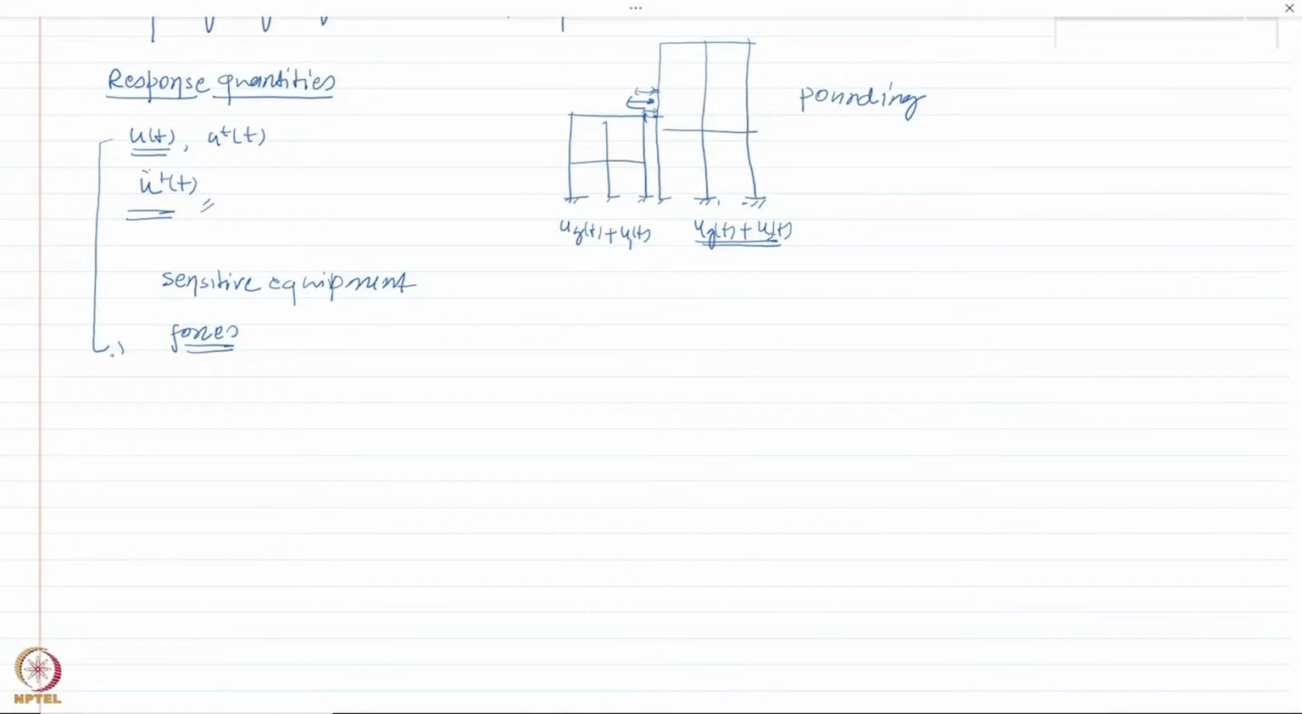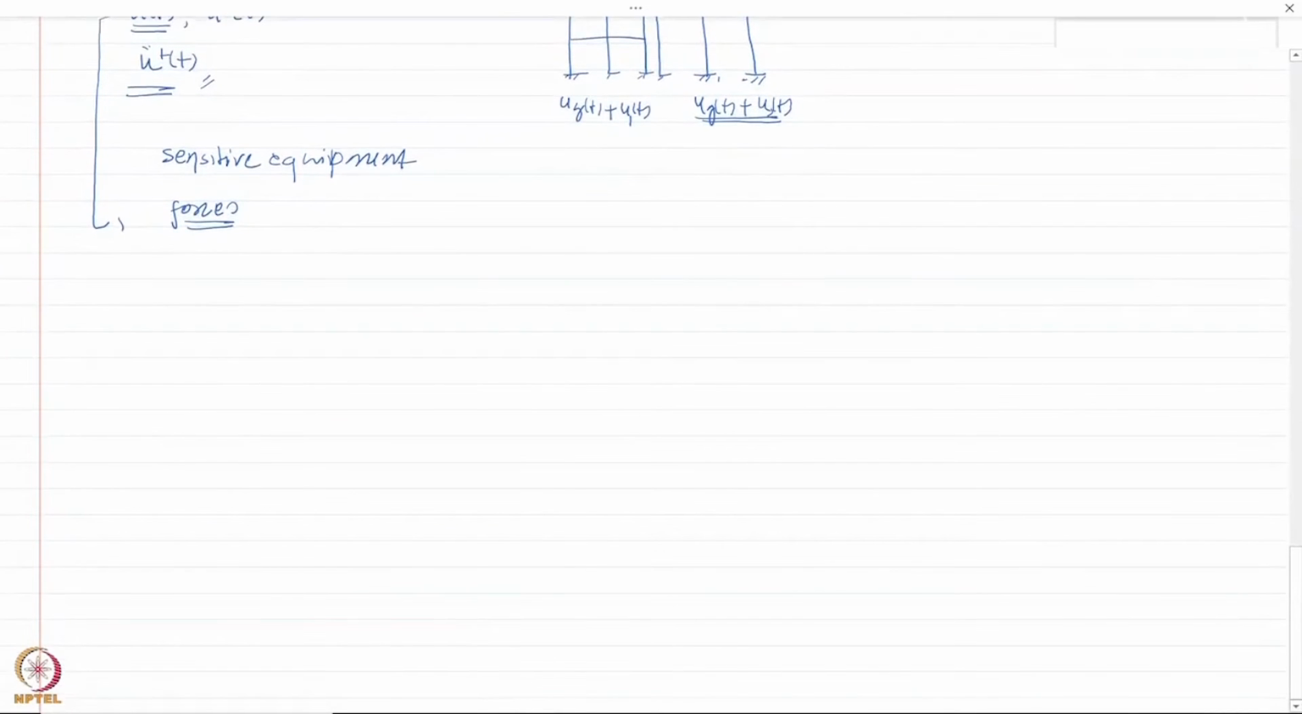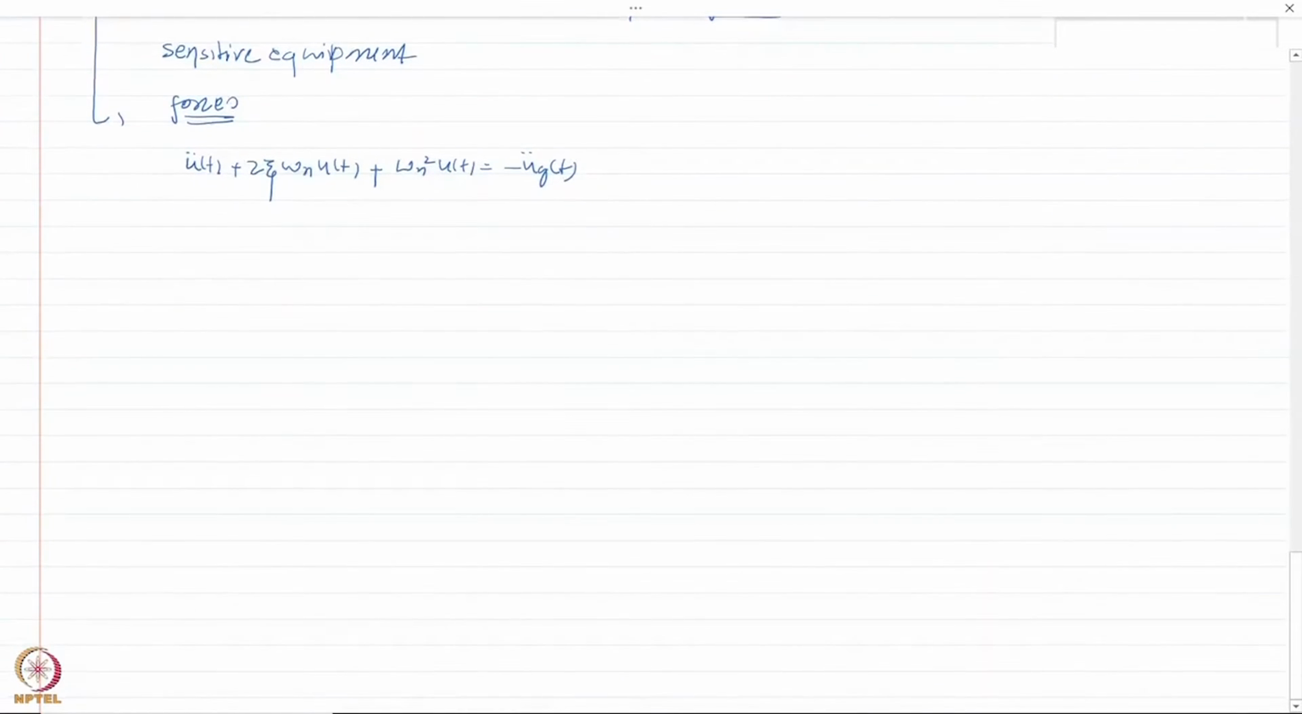Okay, so the question becomes, I have this equation of motion, let us say. How do I go from this equation of motion to finding out the internal forces in the structure? What we are going to do here is basically introduce the concept of equivalent static force. Let us see what an equivalent static force is.